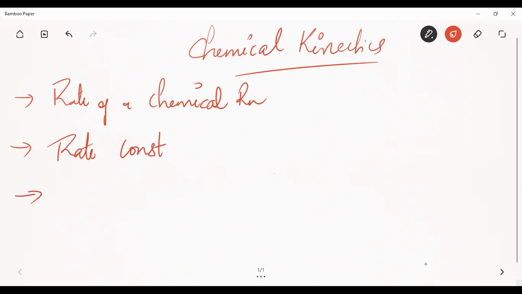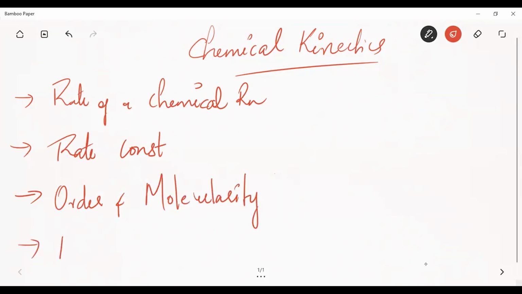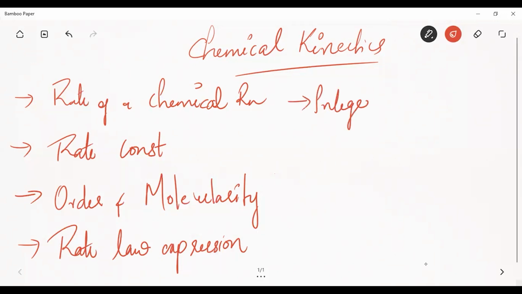Then we have to find out the order and molecularity of the reaction. That is very important. And we have to reach a rate law expression. After that, we will be discussing integrated rate equations of first order, zero order, and second order reactions. Zero order and first order we will be discussing in detail.